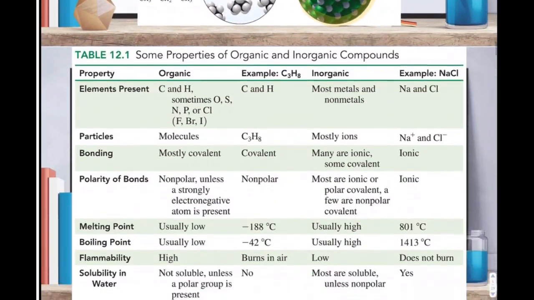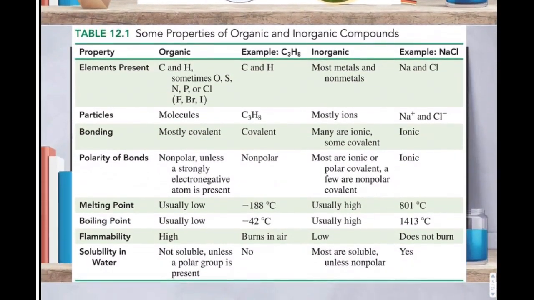Some properties of organic versus inorganic are here in this table. If you're interested in looking through this, we can look at the polarity of the bonds. We can look at their melting points and boiling points. Ionic is going to be really high, and then you've got your nonpolar covalent, which is going to be pretty low. You've got your flammability and your solubility in water.